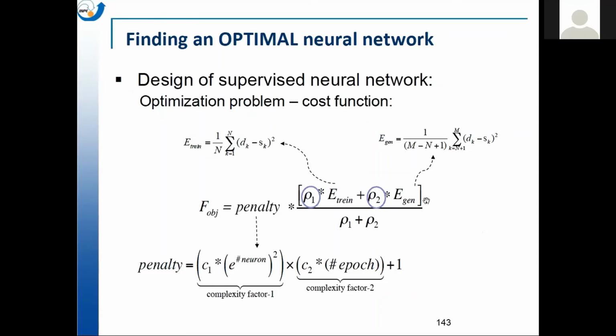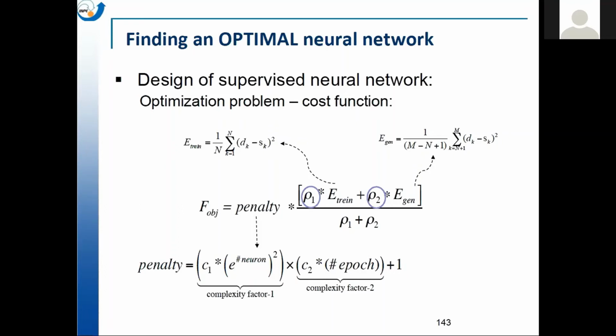And we have a different set of data, which is just to verify, after you have some configuration and some connection weights for this neural network, whether this neural network has good performance or not. We can compute this using a different data set, and we call it the generalization error. So you have 2 types of error here: one is the training error, and the other is the generalization error.